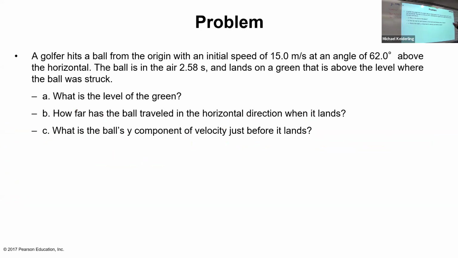So here, a golfer hits a ball from the origin with an initial speed of 15 meters per second at an angle of 62 degrees above the horizontal, and the ball is in the air for 2.58 seconds, and it lands on a green that's above the level where the ball was struck. What's the level of the green? How far has the ball traveled in the horizontal direction when it lands? And what's the ball's y component of velocity just before it lands? I'll let you guys work on that. These are fairly straightforward.